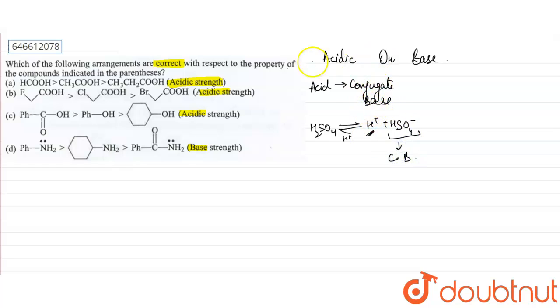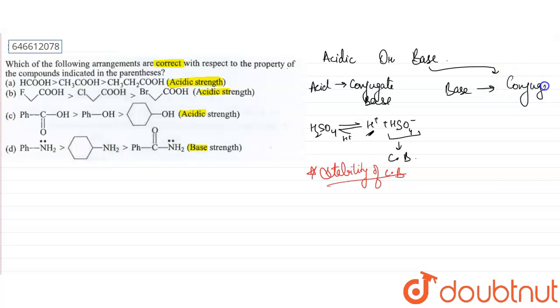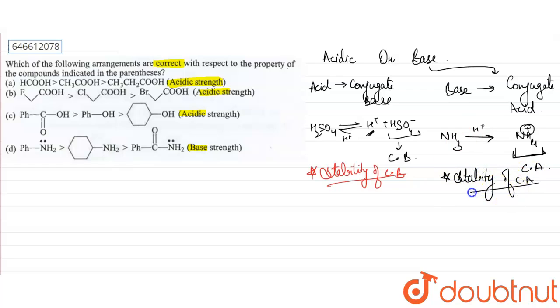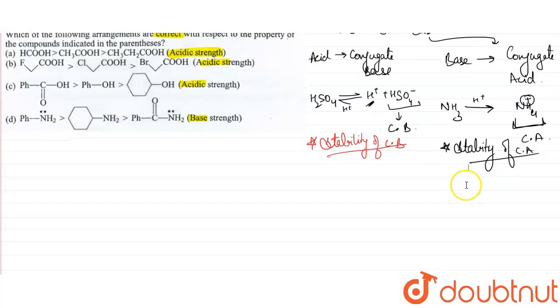So we have to see the stability. Here is a star point: stability of the conjugate base is more important when we look at the acidic strength. The more stable the conjugate base, the more acidic the compound. Similarly, when we talk about basic strength, we have to convert the base into its conjugate acid. For example, NH3 will accept H positive to form NH4 positive, so this is our conjugate acid. We have to consider the stability of the conjugate acid to tell which is the stronger base. So let's get started with our question.